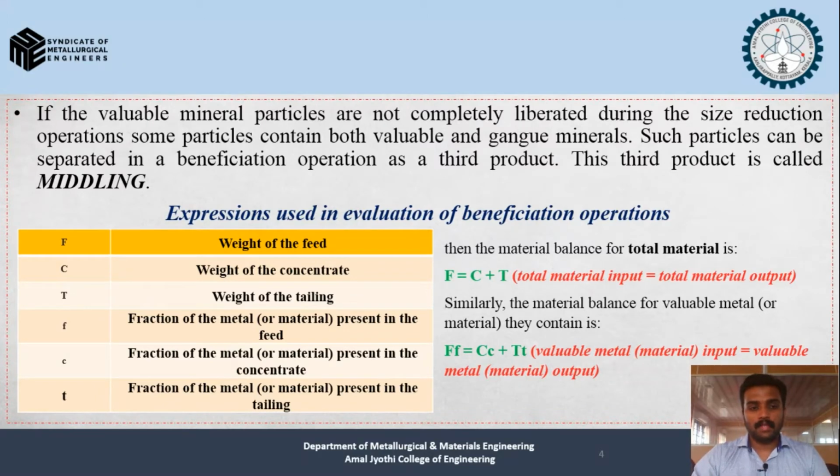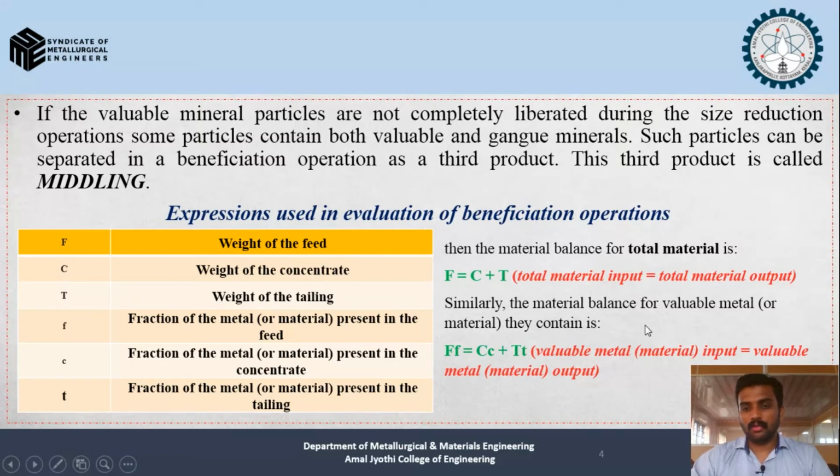And we have further expressions like small f, which is termed the fraction of metal present in the feed, whereas small c is the fraction of metal present in the concentrate, and we have small t for the fraction of metal present in the tail. From these expressions, we can finalize the total material used. That is, F = C + T, where C means the weight of the concentrate and capital T is the weight of the tailing. This is the basic equation we obtain from these expressions: F = C + T. That is, the total material input is equal to the total material output. So the combination of C plus T is the total material output.